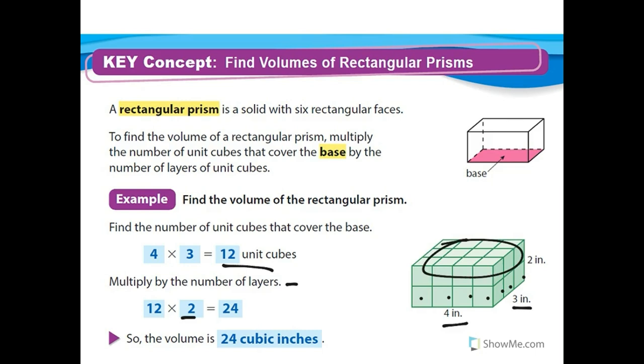Now, here's how you can also write that. 24 inches cubed. That 3 tells us it's cubic inches. Alright, so you can write it in words, or you can write it like that with the 3 representing the cubic units, right? Because it can be feet, yards, whatever.